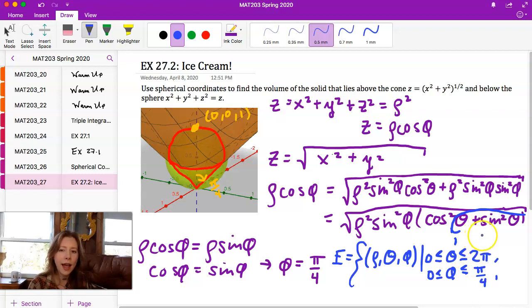And then lastly, let's look at our rho. And rho is going to go, well, the lower extent for rho is going to be 0. And the upper extent is going to be z is equal to cosine theta.